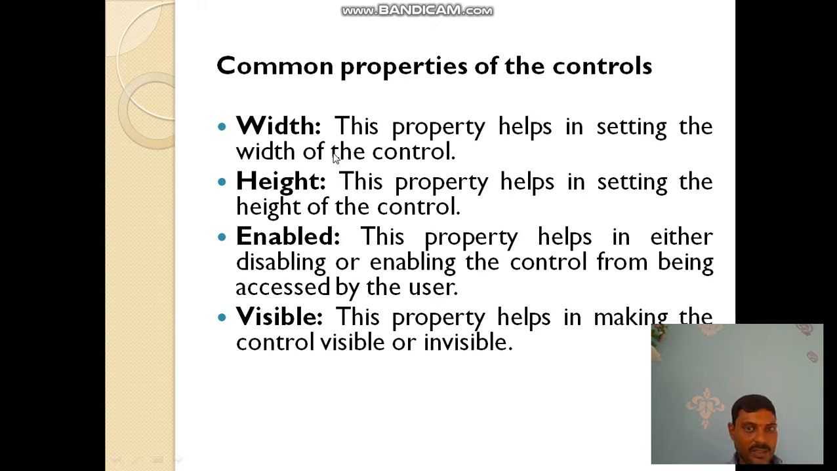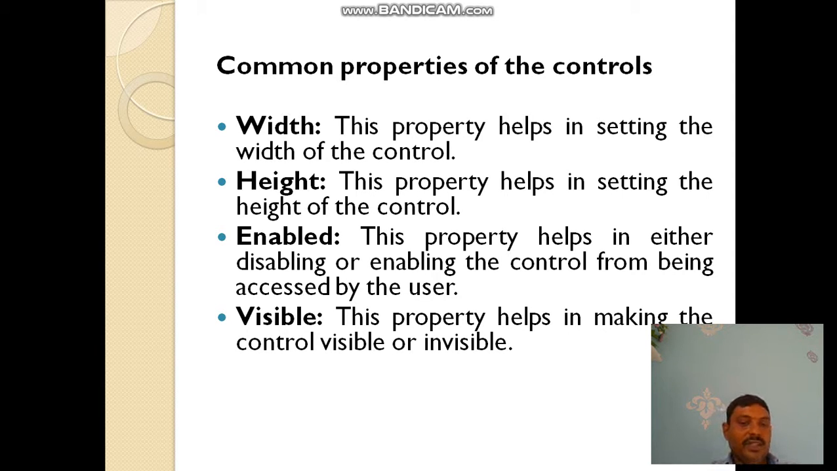Next one, width. This property helps in setting the width of the control. Height. This property helps in setting the height of the control. Enabled. This property helps in either disabling or enabling the control. It means when the enabled property is set to true, the control responds to the user actions at runtime. If this enabled property is set to false, it doesn't respond to the user action.